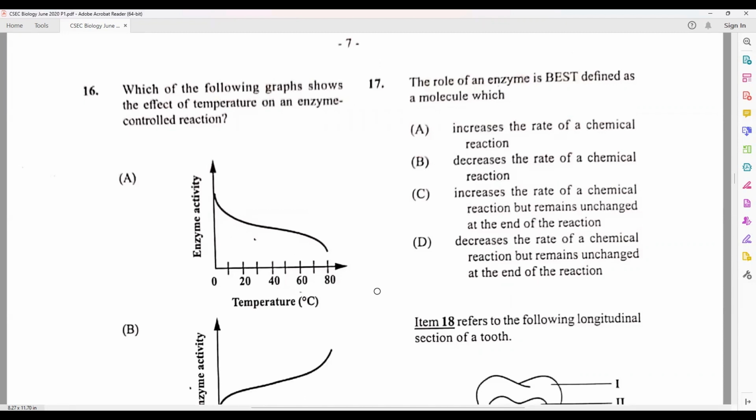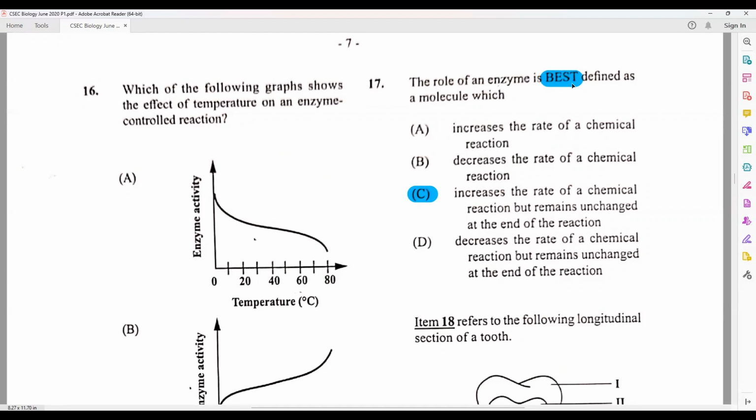So let's continue with number 17. The role of an enzyme is best defined as a molecule which increases the rate of a chemical reaction but remains unchanged at the end of the reaction. This is one of the properties of enzymes. They do increase the rate, but within the reaction, they themselves are not used up.